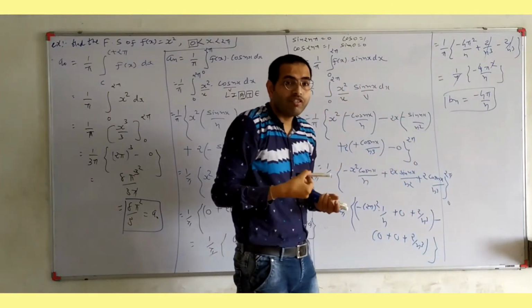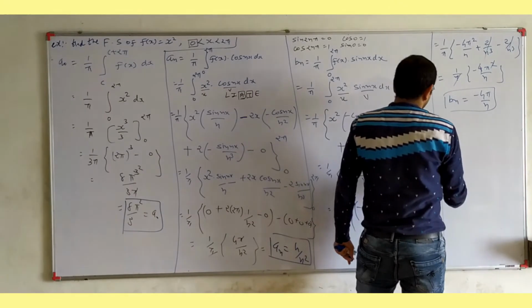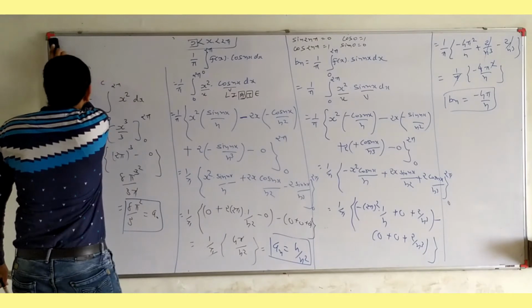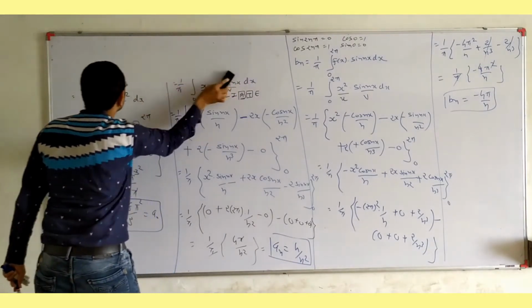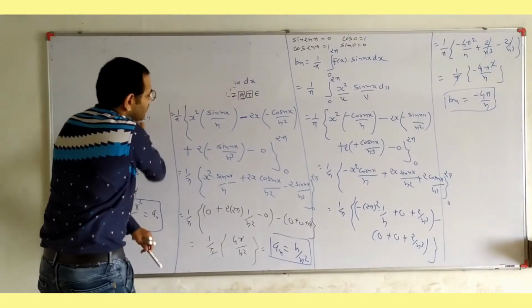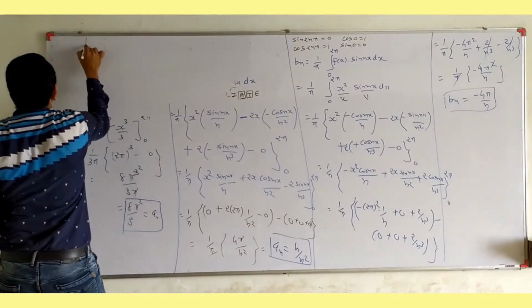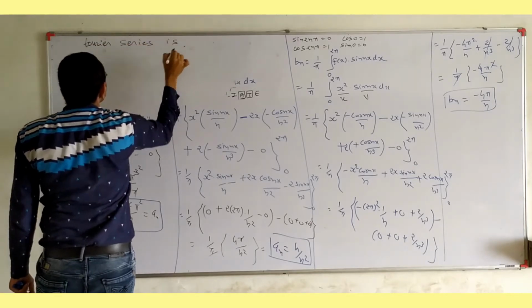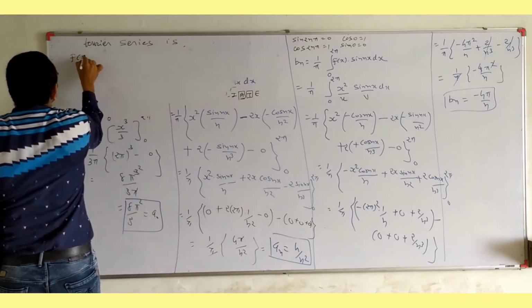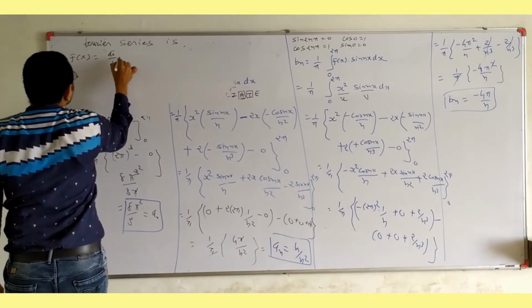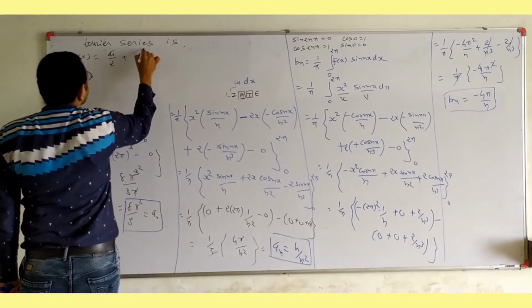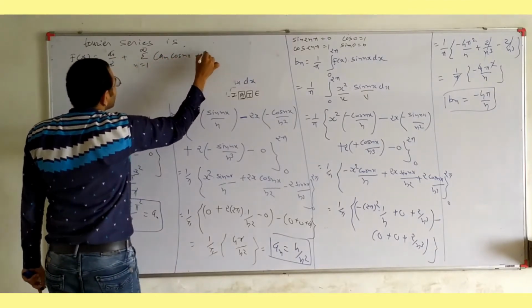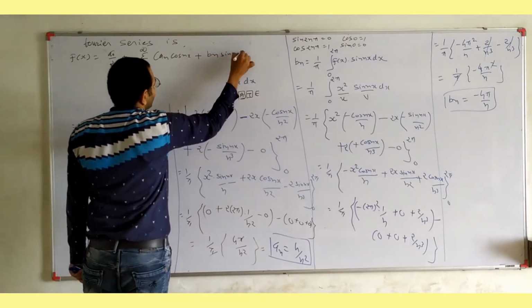Now our final Fourier series is f of x equal to a0 by 2 plus summation n equal to 1 to infinity of an cos nx plus bn sin nx.